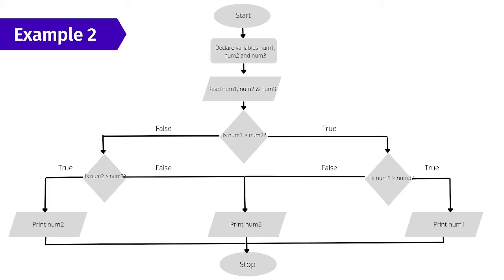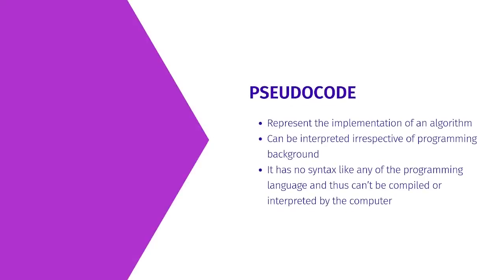So if the condition num1 greater than num2 is false, then we will check another condition, which is num2 is greater than num3. If this becomes true, we will print num2, otherwise we will print num3. And that will be the end of this flowchart. So now that we have talked about flowcharts and algorithms, now let's talk about pseudocode.